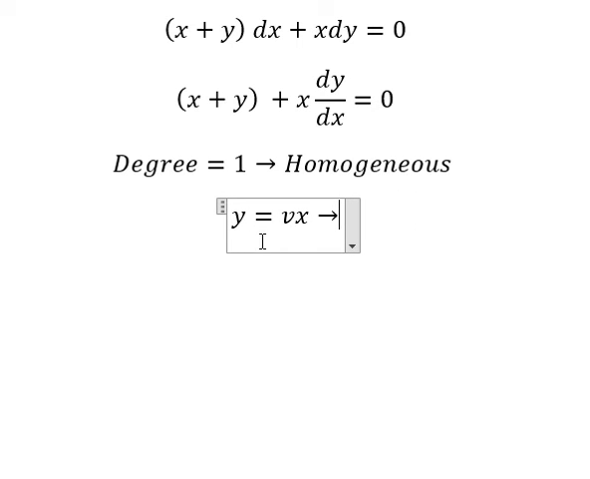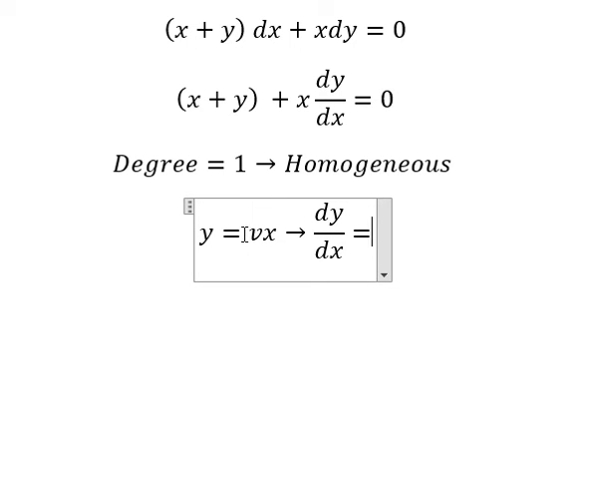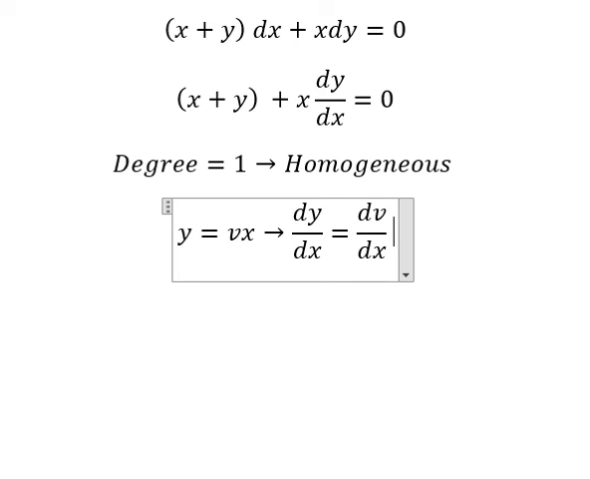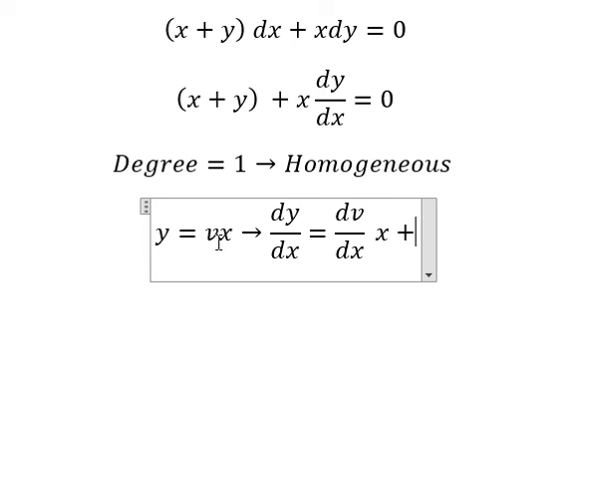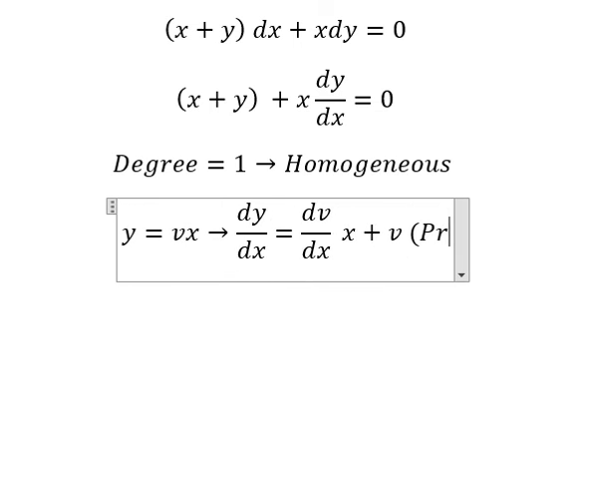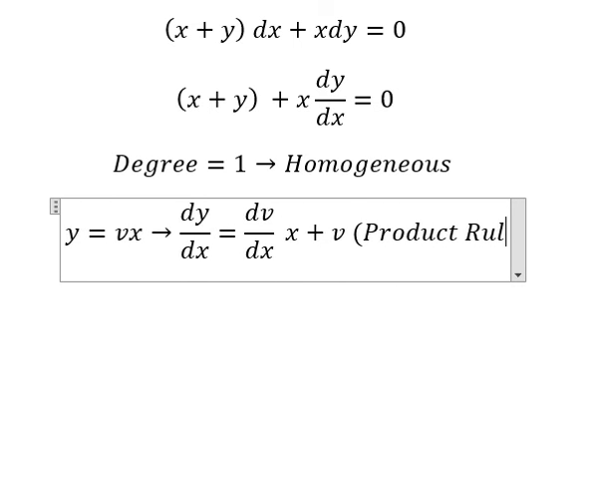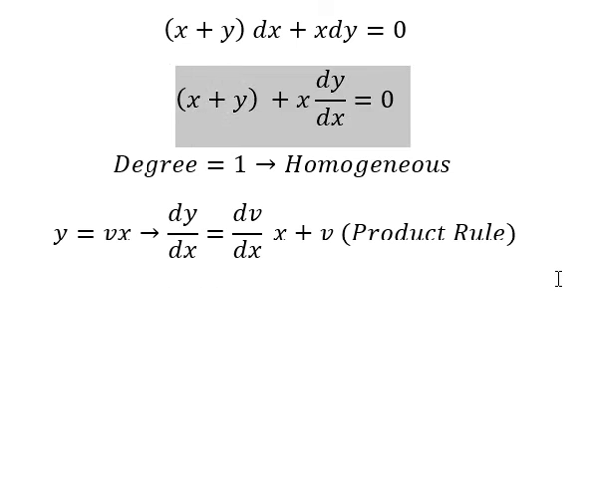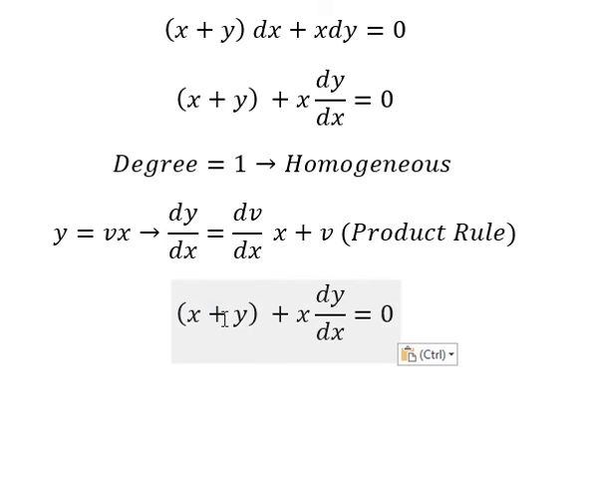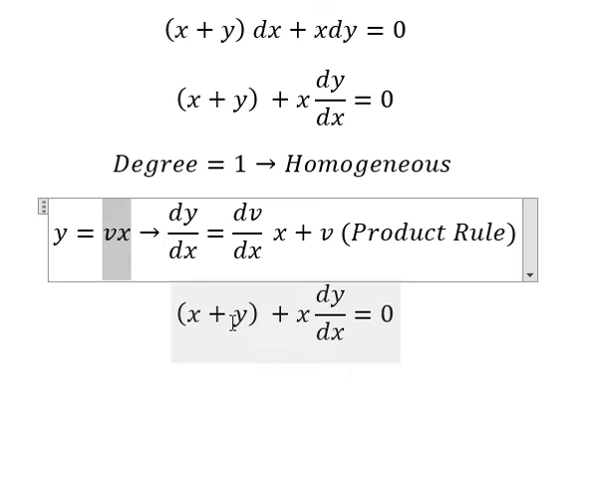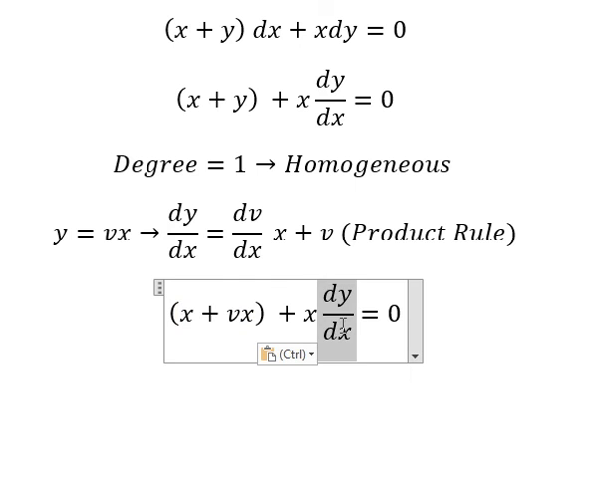Later, we do the first derivative for both sides. First derivative of v, we have dv over dx multiplied by s. First derivative of s, we have number 1. So we have v, and that is about the product rule of derivative. So we need to change y into vs. This one we change by this one.